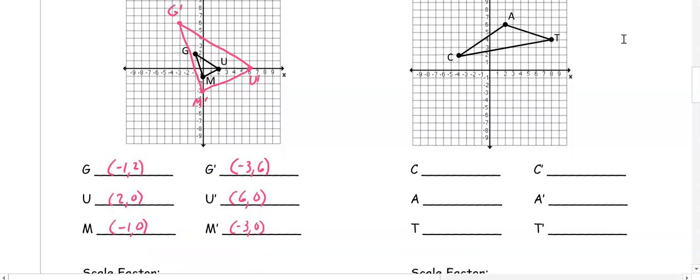So if we write down our points, C is at (-4, 2), A is at (2, 6), and T is at (8, 4). When we multiply by 1/2, we get C' at (-2, 1), A' at (1, 3), and T' at (4, 2). So when we go to graph those, we have C', A', and T', and then we can connect our shapes.